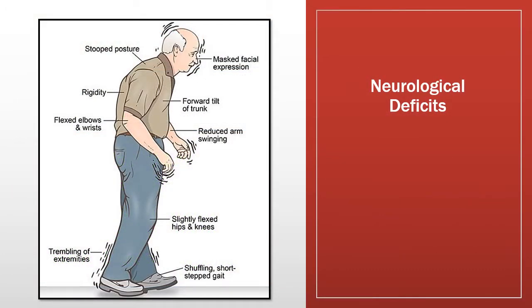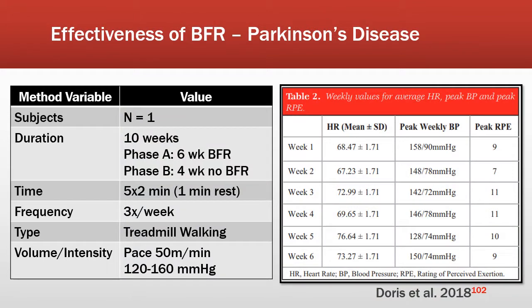Branching out from the musculoskeletal adaptations of blood flow restriction, let's look at its effects on the neural population. Specifically here, this example is Parkinson's disease. Though it's only a case study, I think it's a pretty strong testament as far as the potential that BFR has for this population.